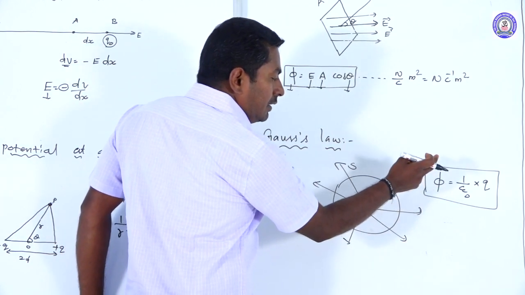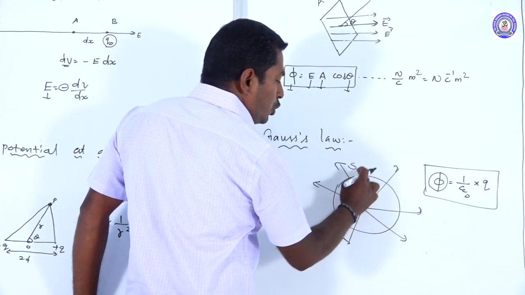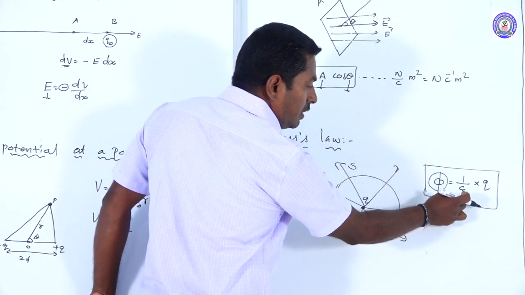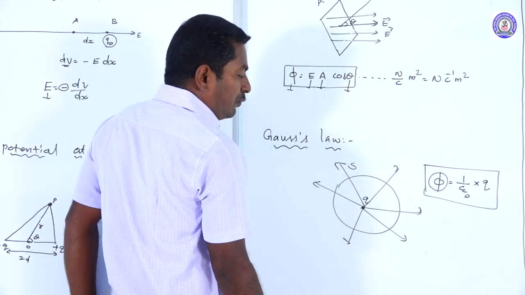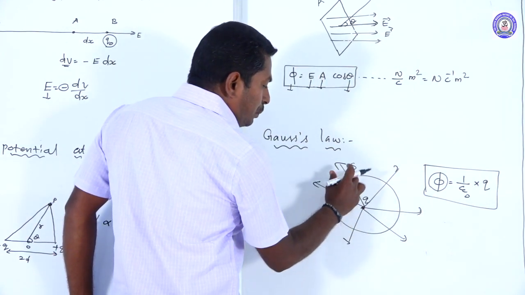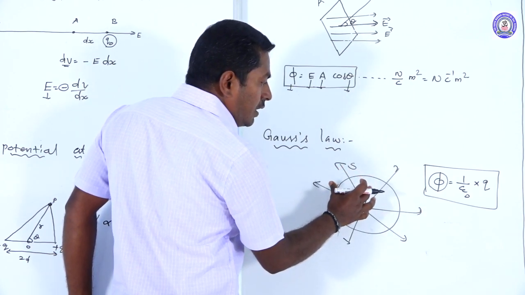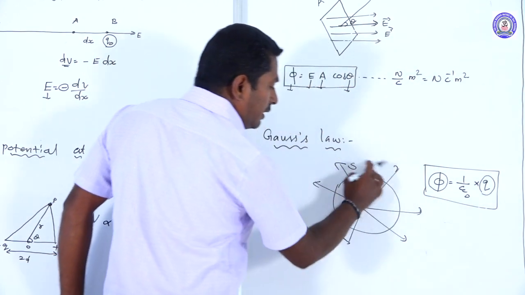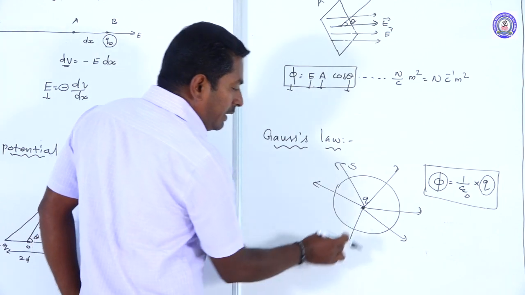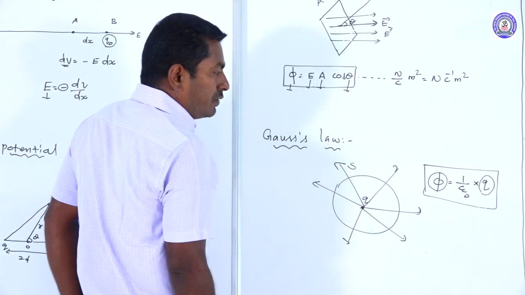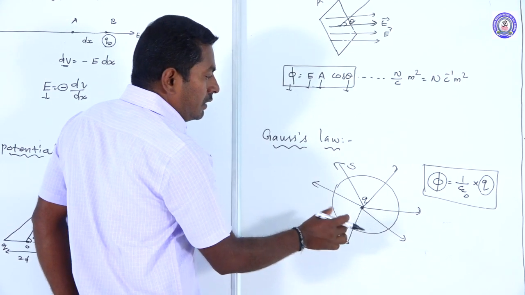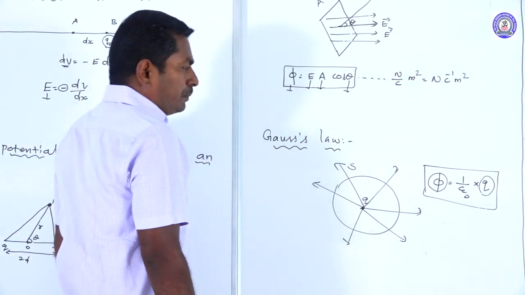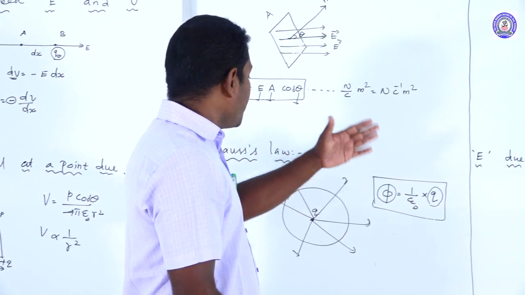So Gauss's law states that the total flux flowing through the closed surface is equal to 1 divided by epsilon times the net charge enclosed by the closed surface. The electric flux through the closed surface depends entirely on the magnitude of the charge enclosed within it, and is independent of the location of the charges inside the closed surface. So the very important expression of Gauss's law: Phi is equal to Q divided by epsilon naught. Then applications of Gauss's law.